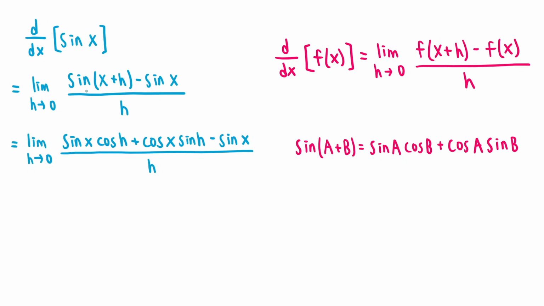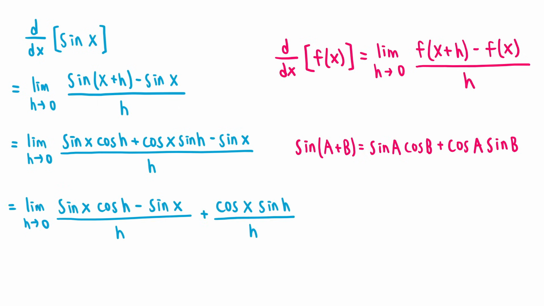We should deal with the sine of x plus h term by expanding it using the compound angle identity for sine. If we use the compound angle identity on the sine of x plus h term, it becomes sine x cosine h plus cosine x sine h, and the minus sine of x stays the same, and all of this is divided by h. We can split the fraction and rewrite this as the limit as h approaches 0 of sine x cosine h minus sine of x all over h plus cosine x sine h all over h. And what I've done is I've grouped sine x cosine h and negative sine of x from the numerator into the first fraction, and the cosine x sine h term in the second fraction.